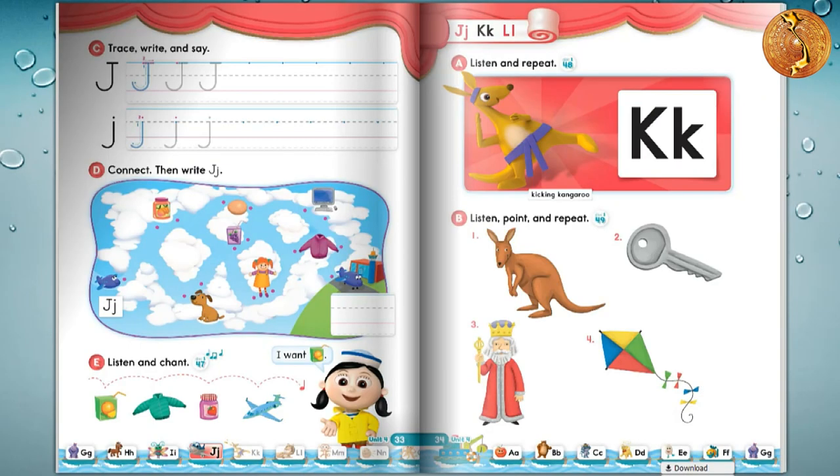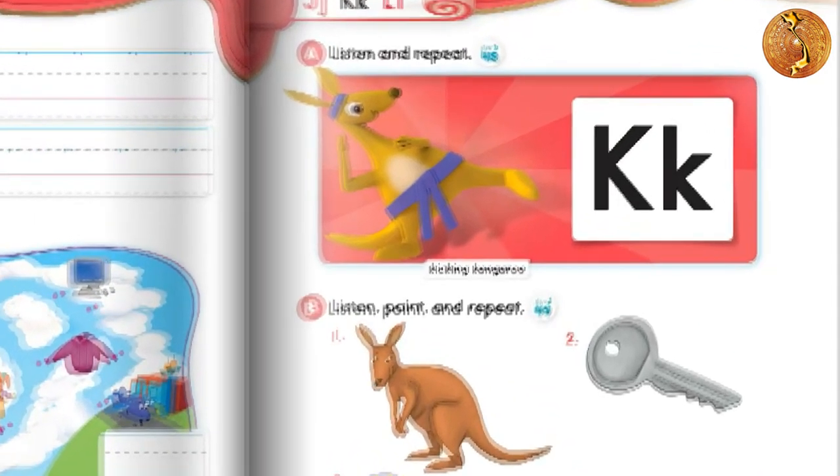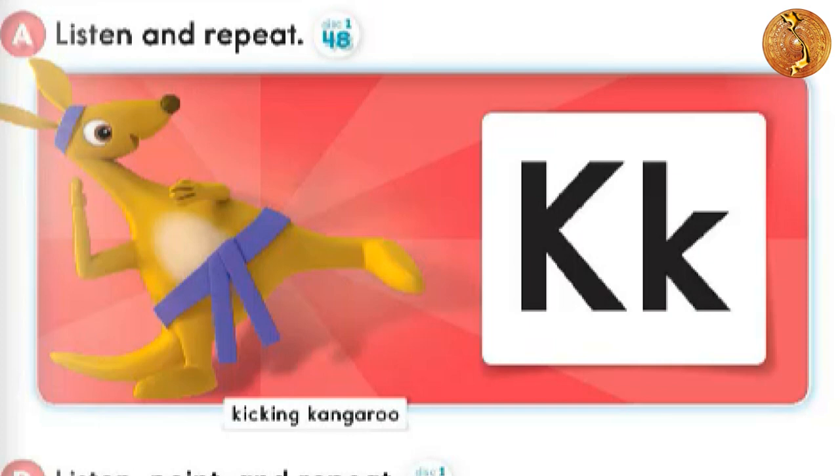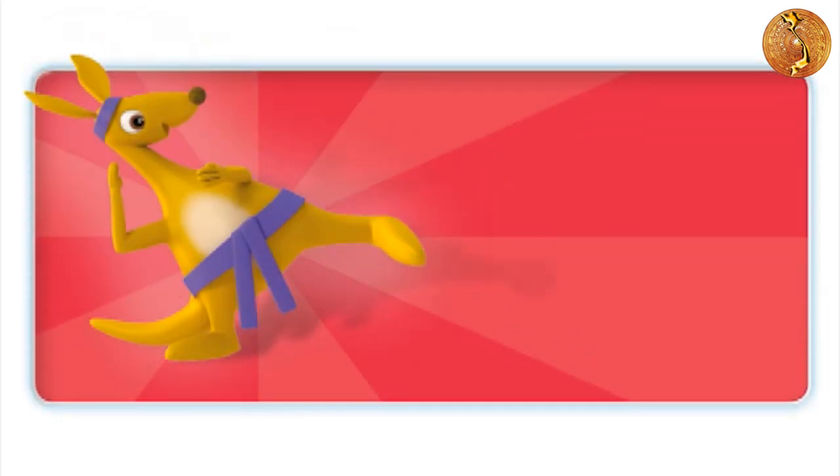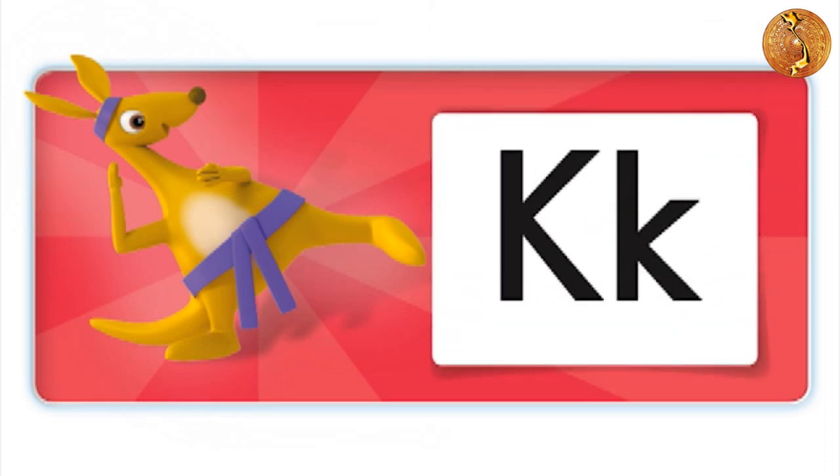Page 34. The letter K. A. Listen and repeat. Hi, I'm a kicking kangaroo. This is the K sound. This is the letter K.